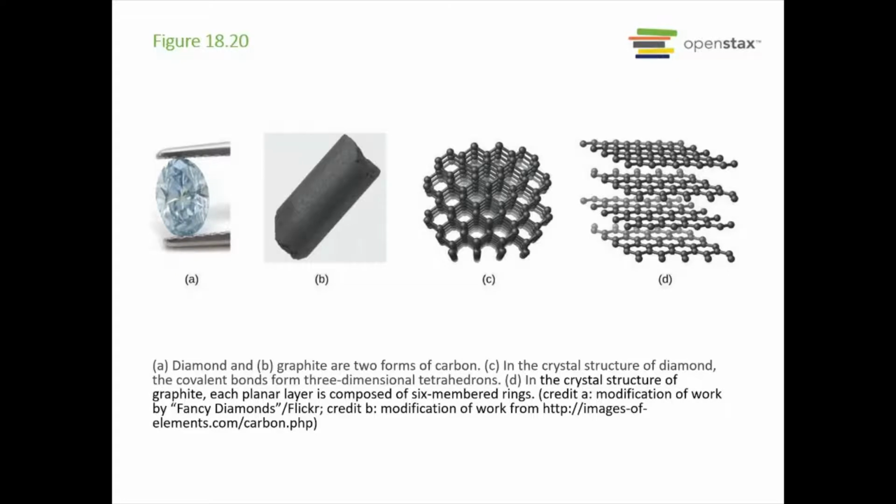So these are those first allotropes, A showing us a beautiful cut diamond, B graphite, and C is looking at the crystal structure of a diamond. You can see the 3-dimensional tetrahedrons. And then in D, you have the crystal structure of graphite. So you can see these different layers that we can then separate. And each layer, these are all 6-membered rings that are connected together.